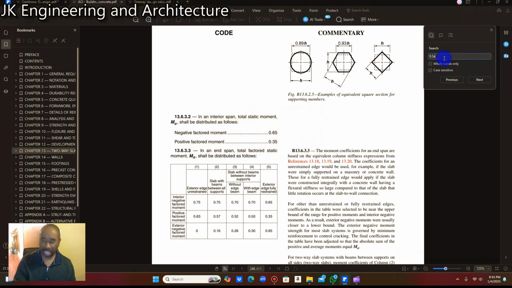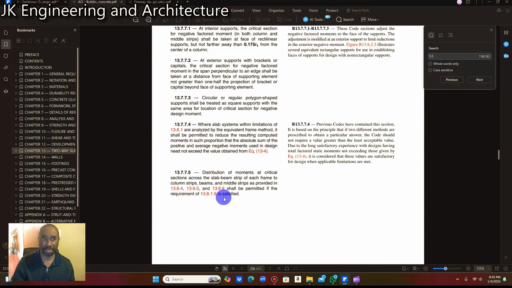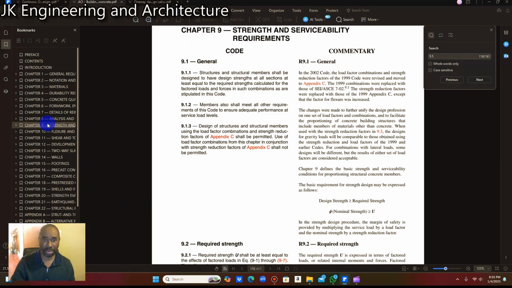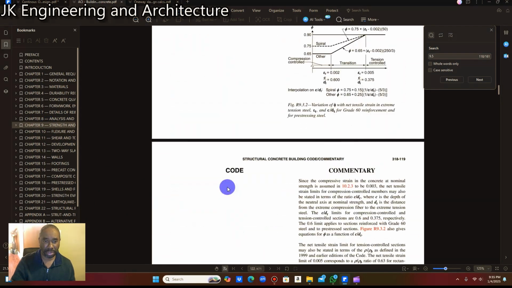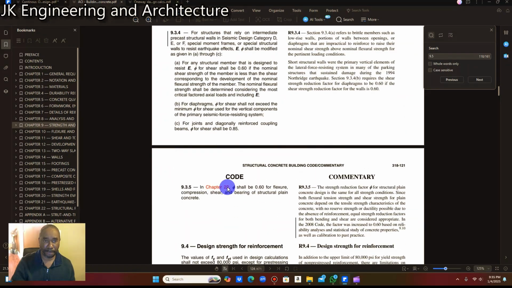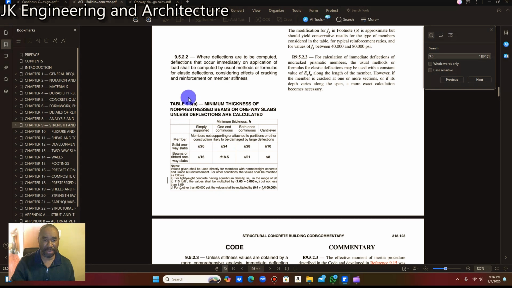So table 9.5. Right, so let's see something. We can go here and look for table 9.5, since it's giving me a little trouble. So 9.5. This is 9.5a: minimum thickness for a non-prestressed beam or one-way slab unless deflections are calculated.